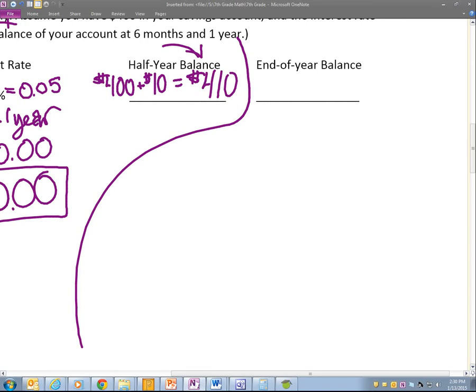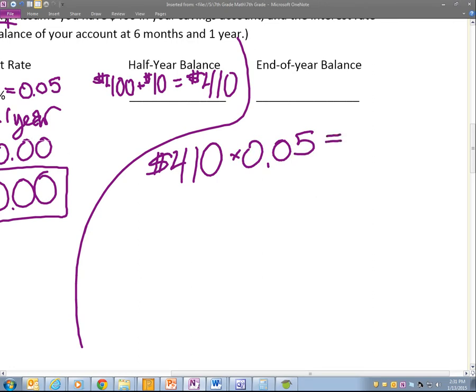So, now we took care of the first 6 months. Now we have to find the second 6 months. Here's the thing about compound interest. If the interest was not compounded, this $10 would be ineligible to earn more money. But now, because it's compounded, our starting balance is $410. And what are we going to multiply that by? What's our rate? 5%, which is 0.05.